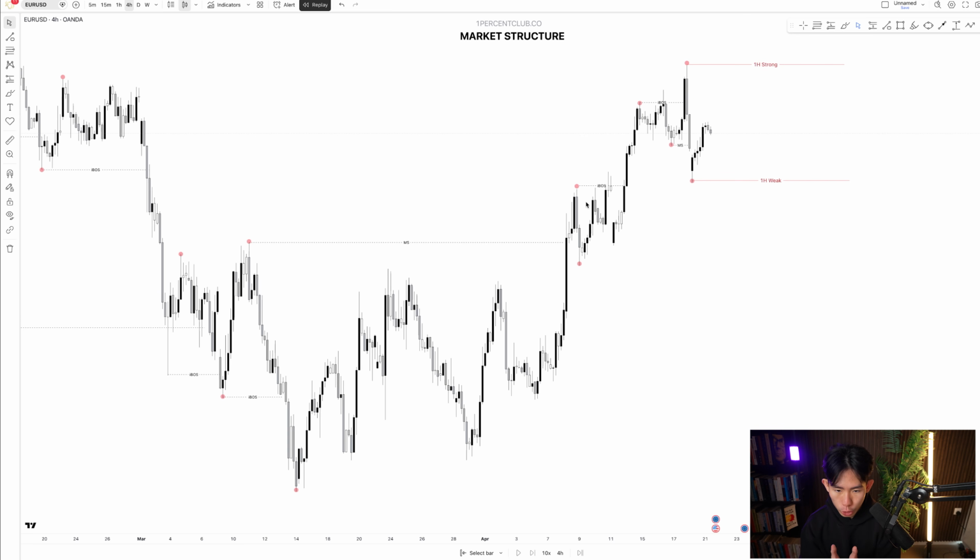So your job as a trader is to stop guessing what price is doing and start reading that story properly. Start building a narrative based on what the market is telling you. And when you do that, you will finally be able to see the market for what it is.